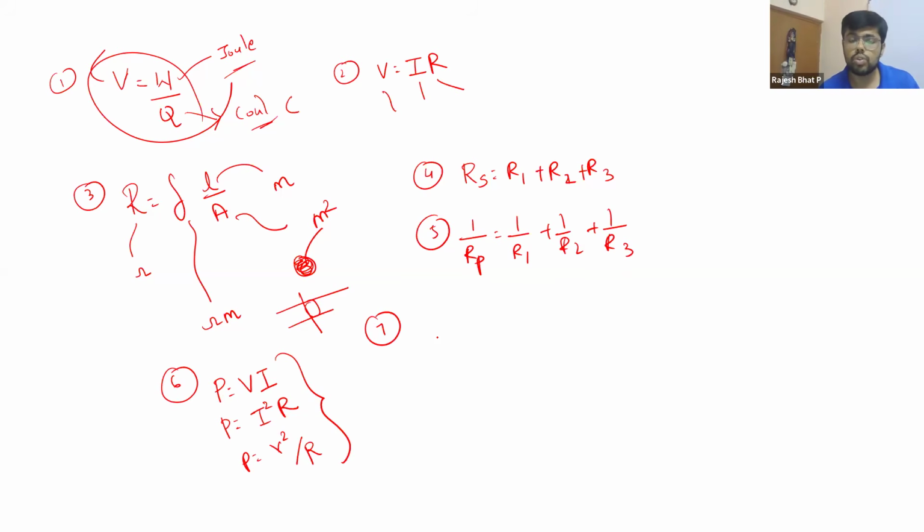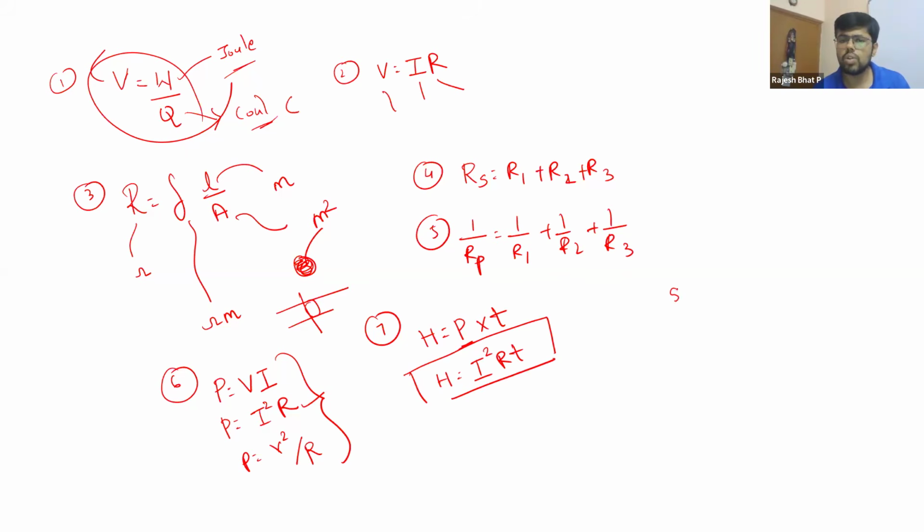Next, the seventh one that you should know is your Joule's law equation. This everybody knows. Actually, it is P into T, where P is power. Power can be written as I square R, so we write I square RT. This is Joule's law equation. If you have understood all these formulas, it will be very easy.